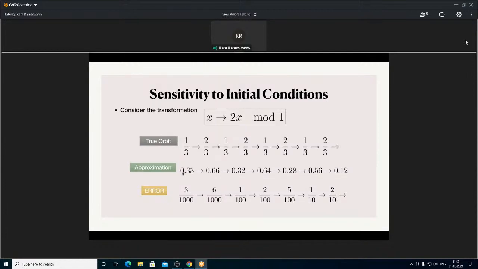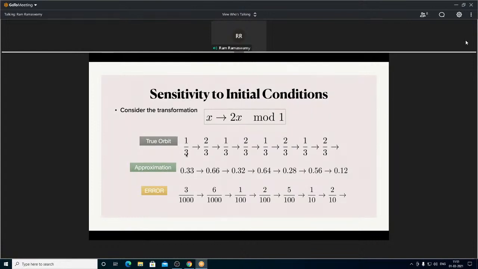Instead of 1/3, I can take an approximation which is good to 3 parts in 1,000. We know that 1/3 is 0.33333 all the way to infinity, right? So if I just take 0.33, then I double it, I get 0.66. I double that, I get 1.32, but I throw away 1, so I get 0.32. Double that, I get 0.64. Double that is 1.28, throw away 1, so it's 0.28. Then 0.56. Double that is 1.12, I get 0.12.